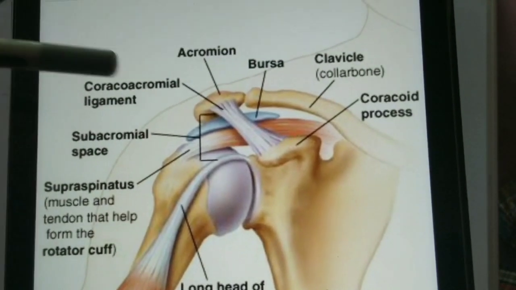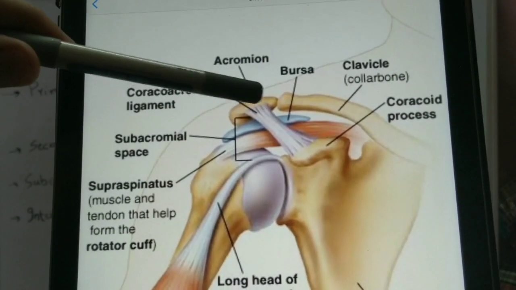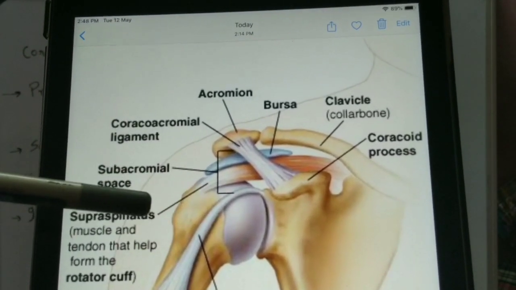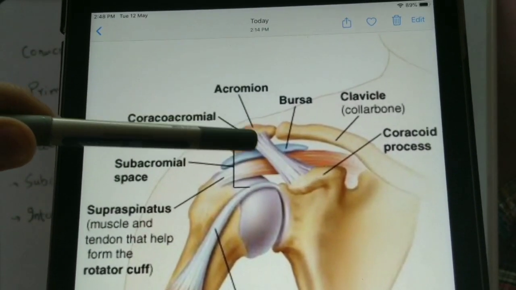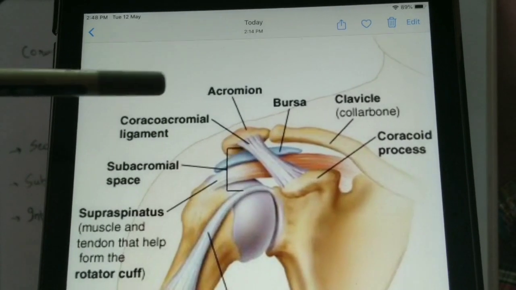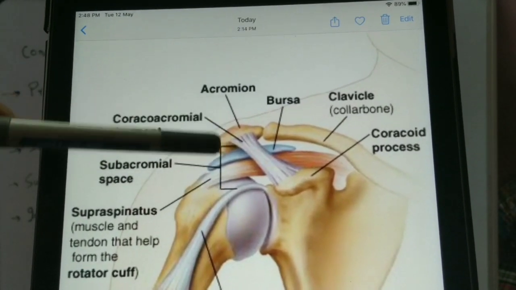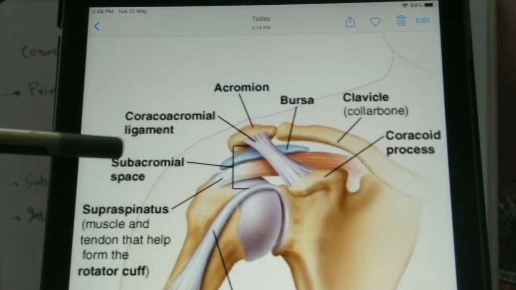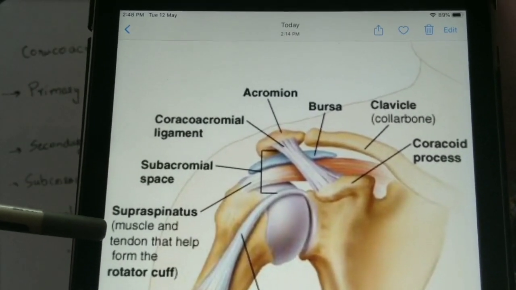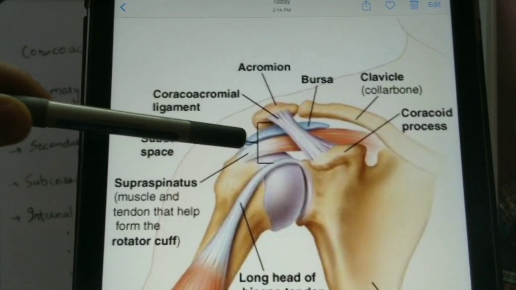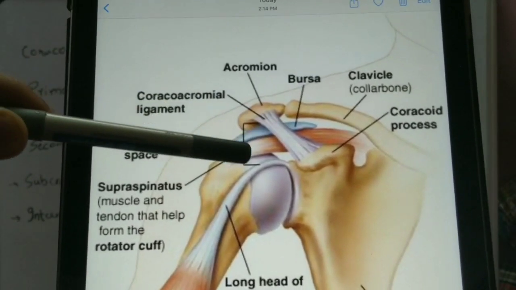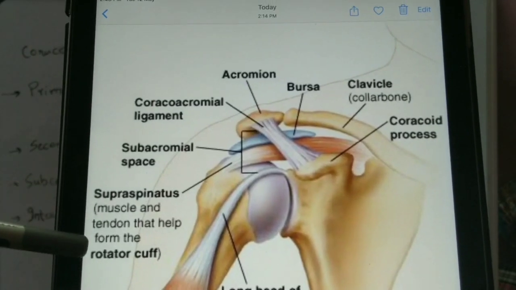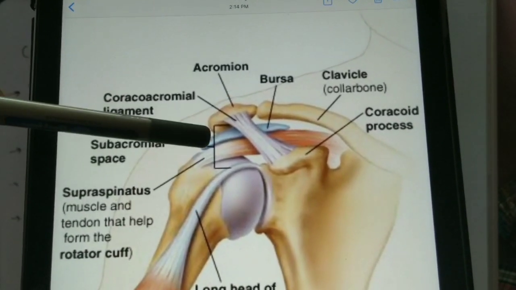So we have this shoulder joint here. We have the acromion process, the distal clavicle, the coracoid and the glenohumeral joint. We have a coracoacromial ligament which forms a coracoacromial arch, forming a subacromial space beneath the acromion process. This subacromial space has the supraspinatus tendon, which is part of the rotator cuff muscles, and it has a bursa in it.